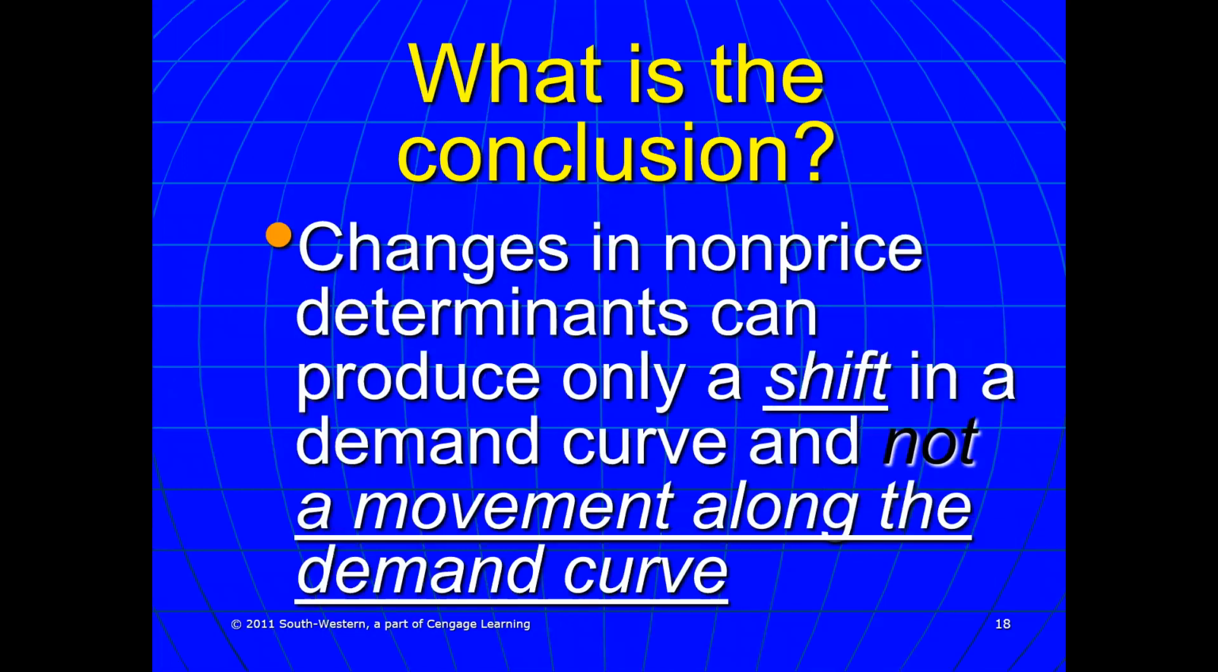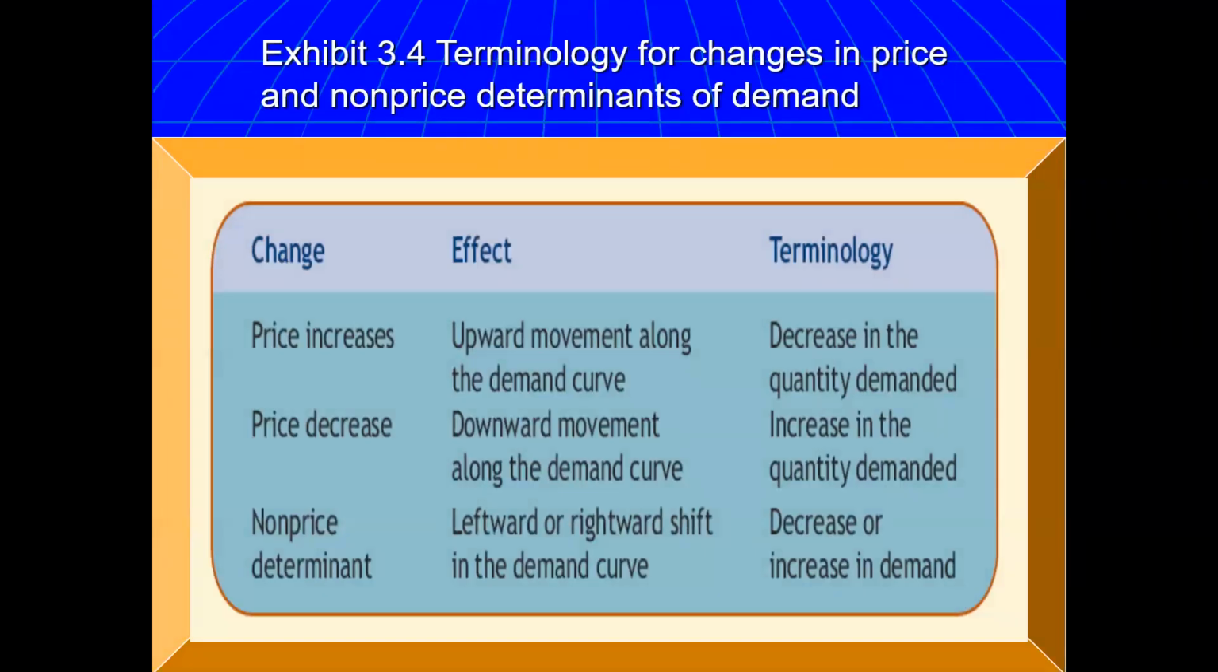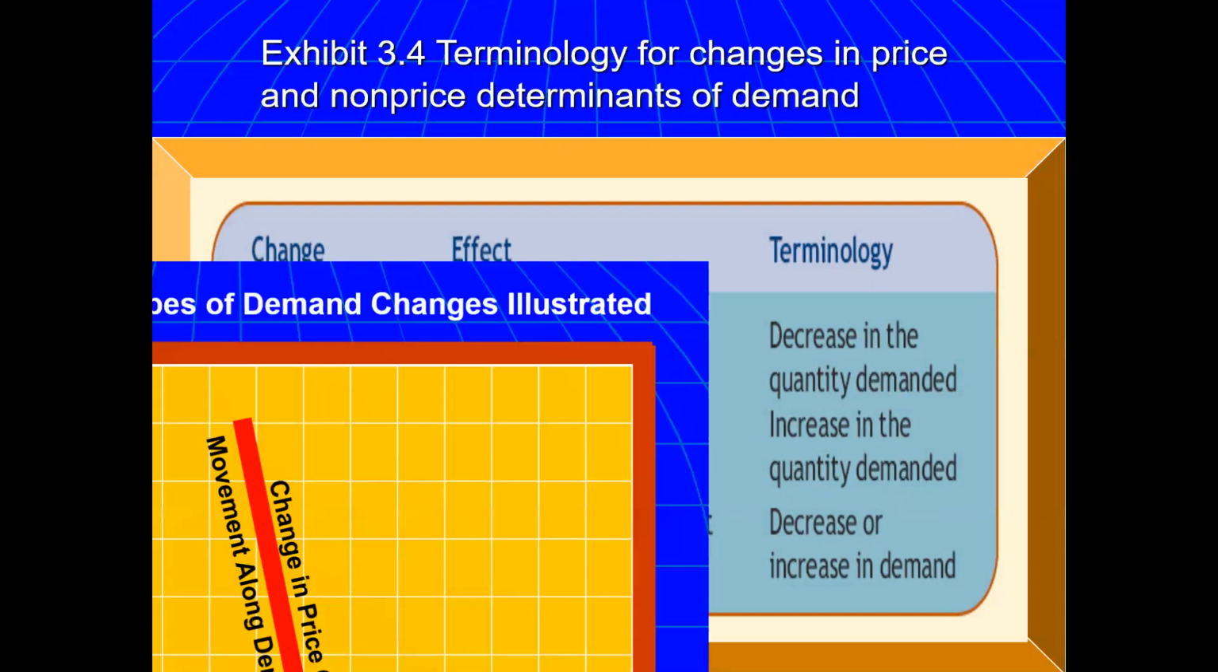So if it's something other than price, this is fancy terminology here, changes in non-price determinants. That means it wasn't on sale, and it produces a shift. If it was just the price, if something was going from $15 to $10, then that makes a movement along the demand curve. There's some terminology that we've been using.